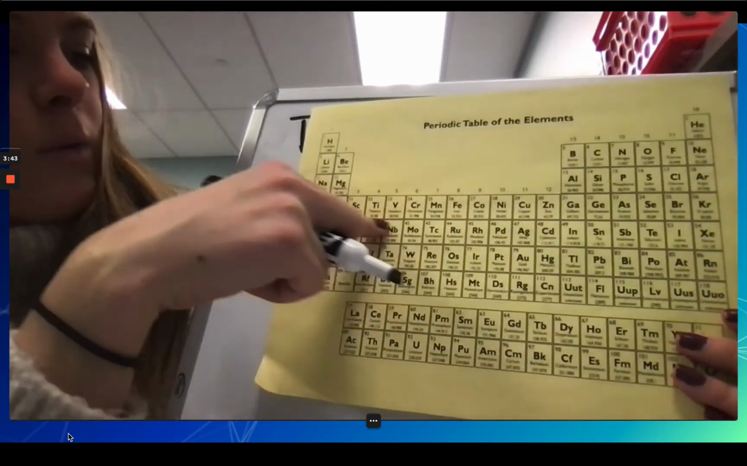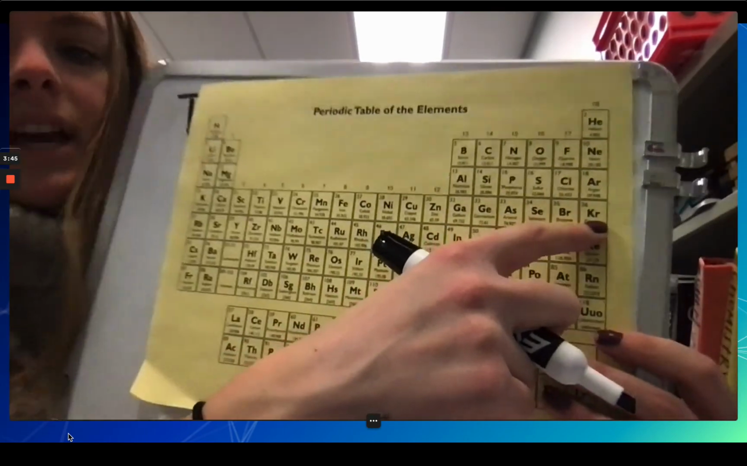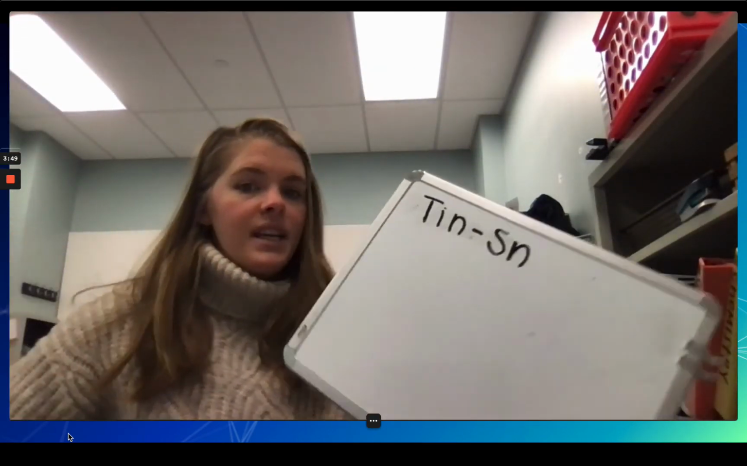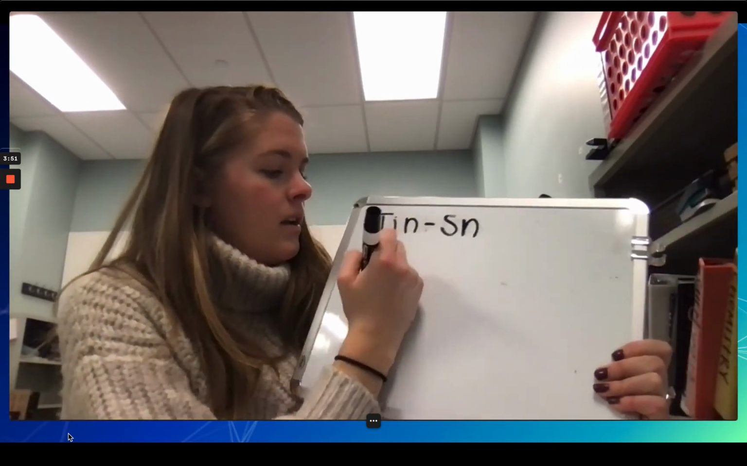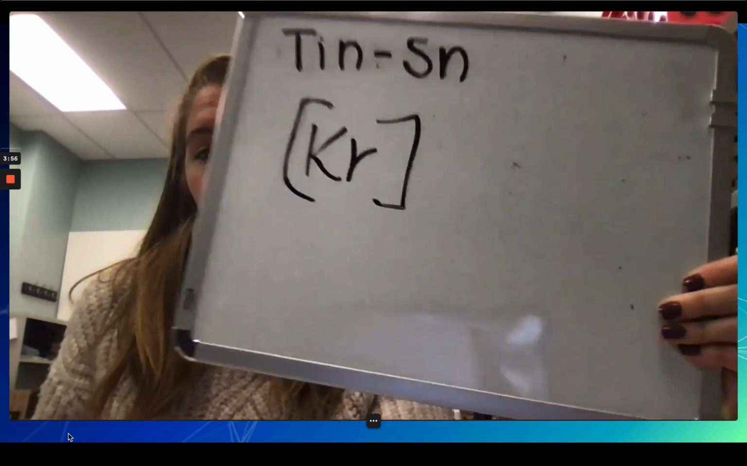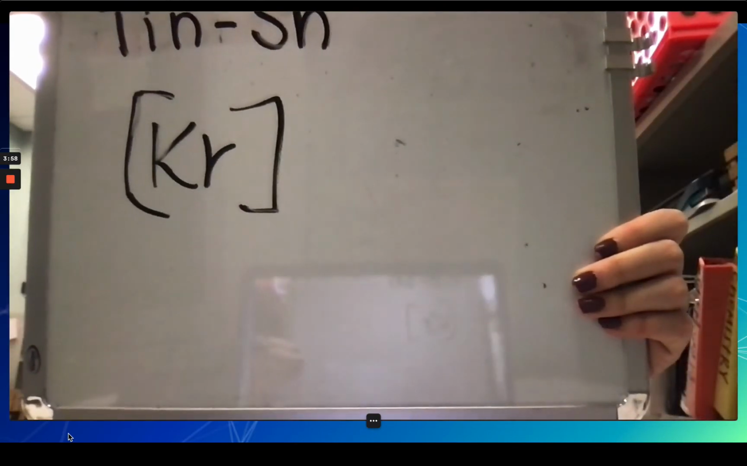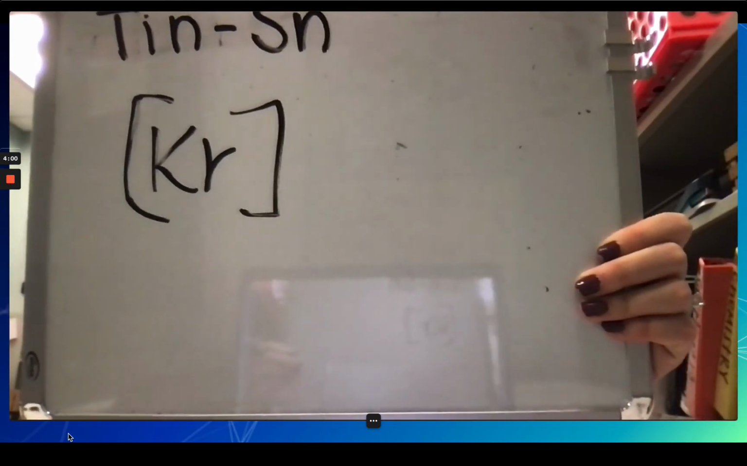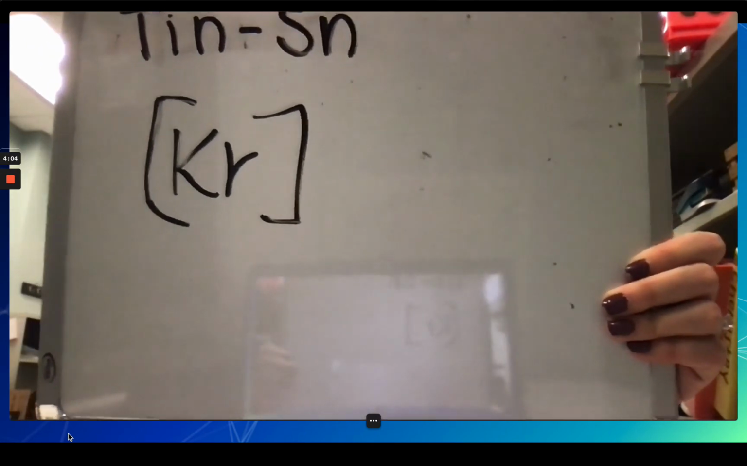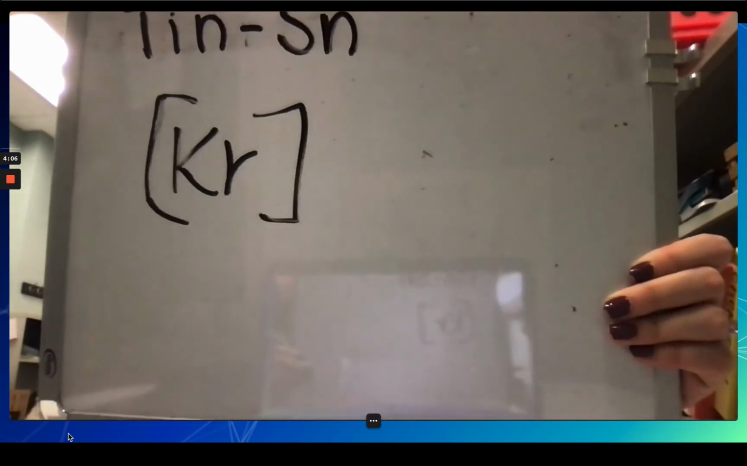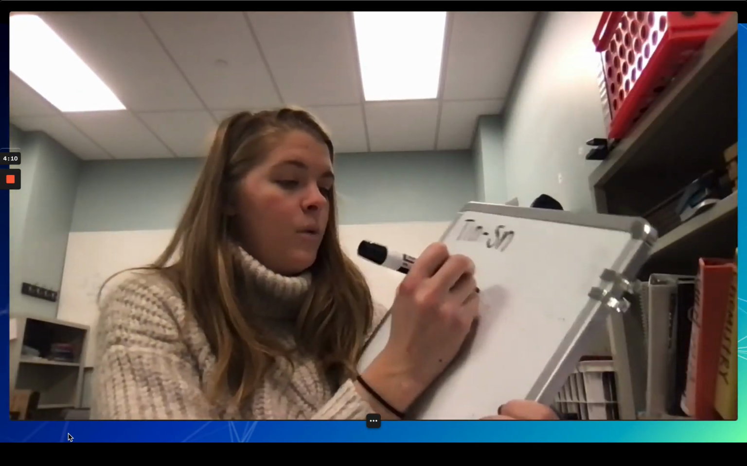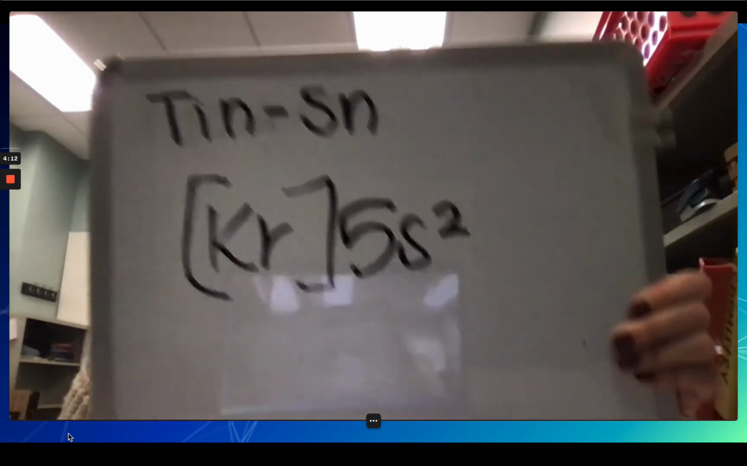So we're going to go backwards, we're going to go up a row, and we see that krypton is right before tin. So what we're going to do is we're going to take krypton and put it in brackets as we start. So like this. So it's going to say that krypton is our starting location for this noble gas arrangement. Okay, so we're going to start after krypton then, so we're going to go down to rubidium. And rubidium, if we count down, is 1, 2, 3, 4, 5. It's our 5th period, so we're going to start with our 5s2 location.